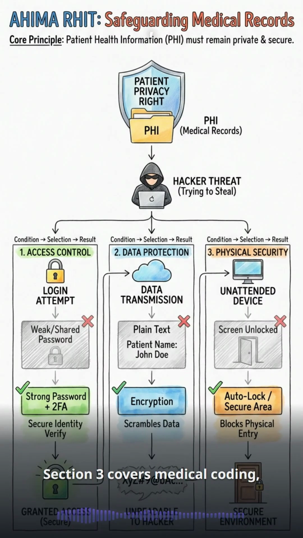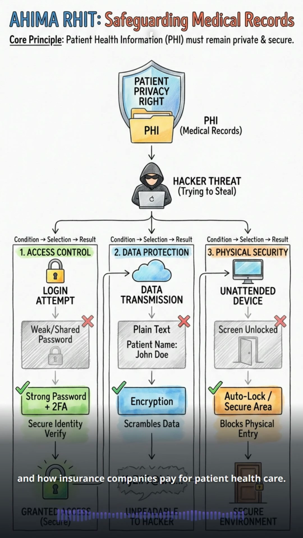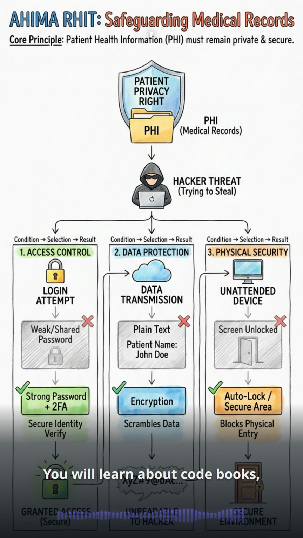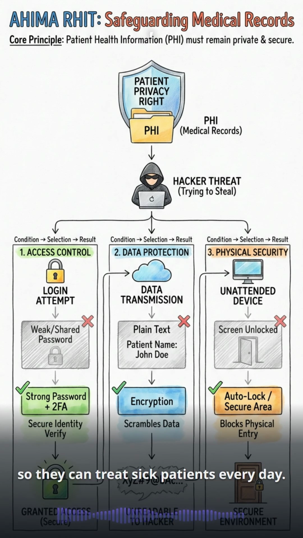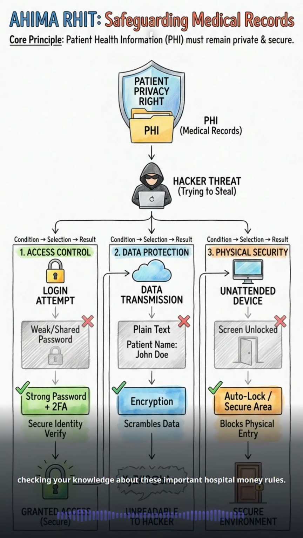Section 3 covers medical coding, hospital billing, and how insurance companies pay for patient health care. You will learn about code books, which translate doctor notes into simple numbers for insurance claims. Knowing these payment cycles helps hospitals stay open, so they can treat sick patients every day. We are going to practice new questions, checking your knowledge about these important hospital money rules.